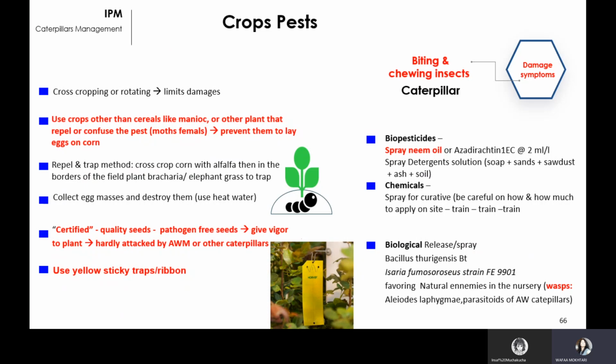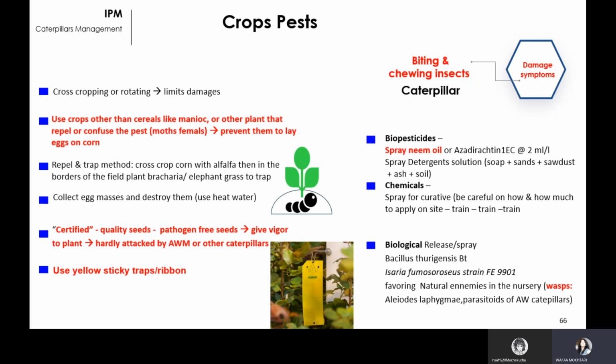There is a lot of things to say, but please, I will just let you read those after the course. I will give some IPM caterpillar management. You can use crops other than cereals, like manioc. You can plant repellent or confuser plants, like manioc, and there are plants that are repellent to moths, females, and this will prevent them from laying eggs on corn.